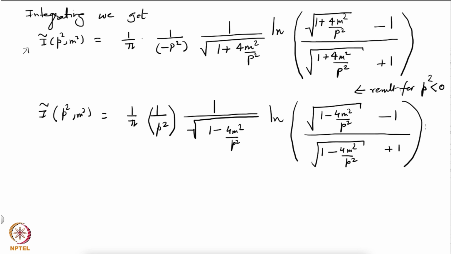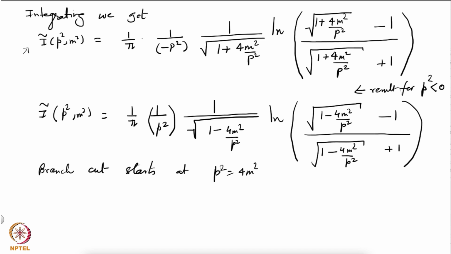Okay, this analytically continued function has branch cuts. Okay, and where is the branch cut? The branch cut starts at p square equal to 4m square. Okay. Check that this is indeed the place where the branch cut starts.